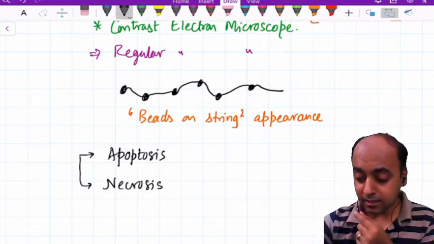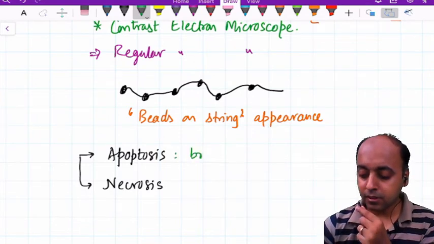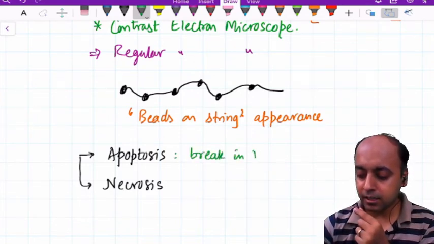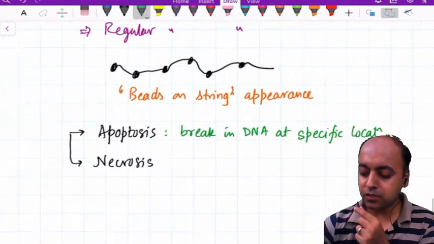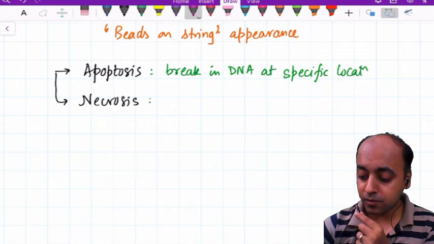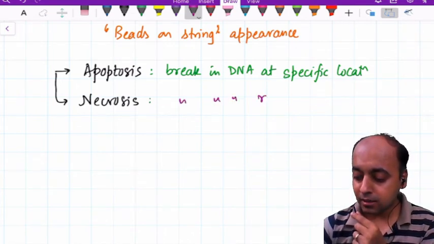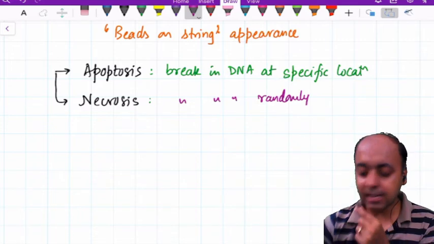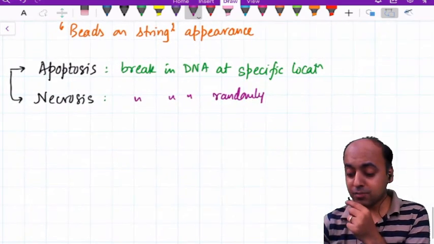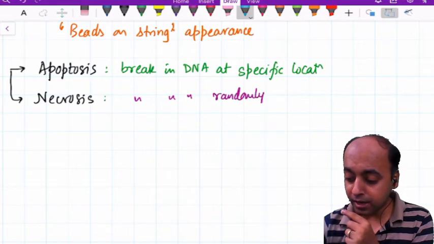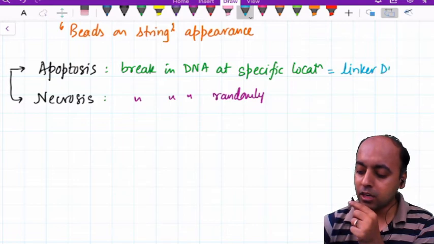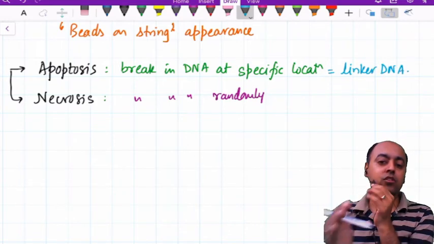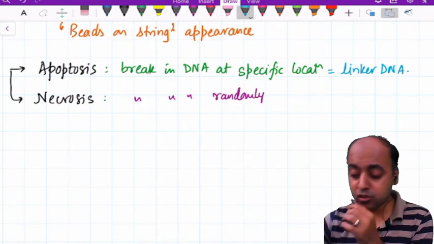So when there is planned cell death, there is break in DNA at specific locations, whereas when there is necrosis, break in DNA is random. It will occur at any and every position. When we say specific location in apoptosis, we find that these locations are present within the linker DNA only. The DNA is not cleaved over the nucleosome, rather it is cleaved only at the position of linker DNA.